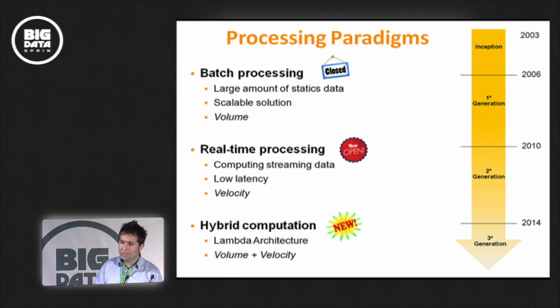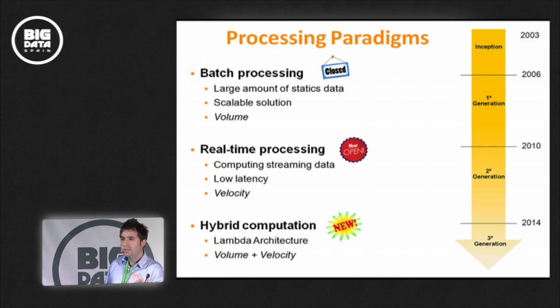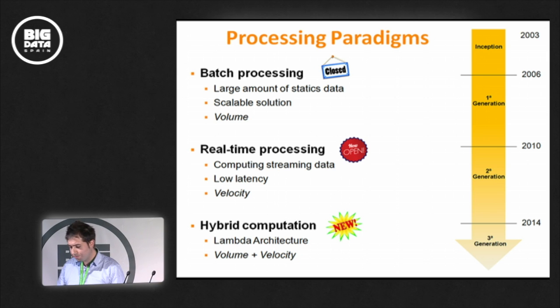The second generation is the real-time processing. Some companies, like Twitter and Yahoo, realized that they had to deal not only with big static data, but also with big streaming data. This generation started in 2010 when Yahoo created the first technology, S4. But this second generation is still open. Just a couple of months ago, Google published a paper about how they deal with streaming data, and LinkedIn has open sourced a new technology for the same goal.